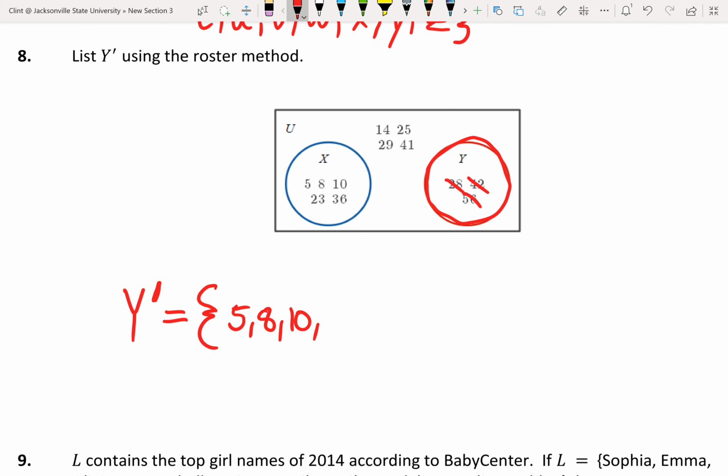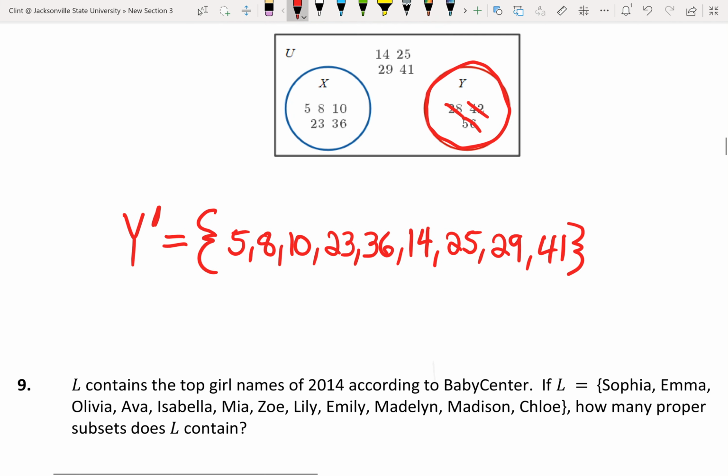So we got 5, 8, 10, 23, 36. Then we've also got the ones on the outside, 14, 25, 29, 41. Okay, everything that's not in Y. Okay, number 9.